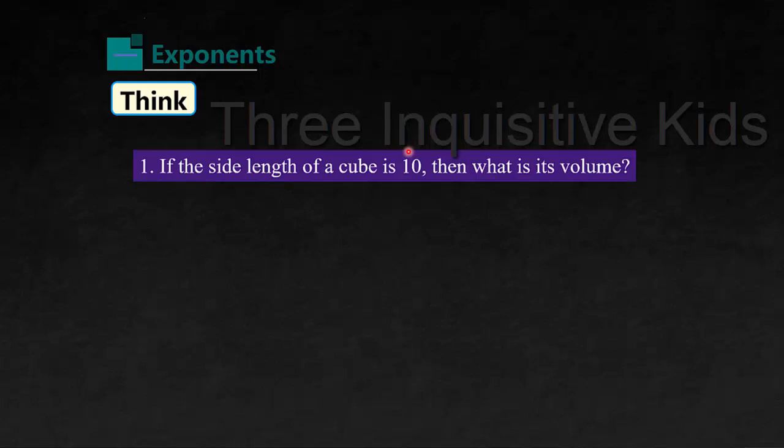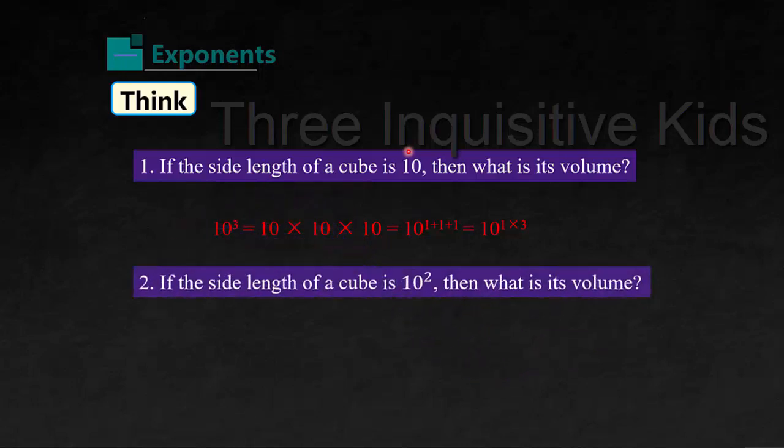If the side length of a cube is 10, then what is its volume? If you want to calculate the volume of a cube, you have to multiply its width, length, and height together. So its volume will be 10 times 10 times 10, which is equal to 10 to the 3rd power. 2. If the side length of a cube is 10 squared, then what is its volume? Again, you have to multiply 10 squared 3 times together, which gives you 10 to the 6th power, which is also 10 to the 2 times 3 power.